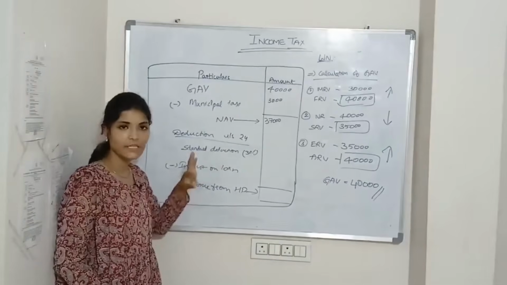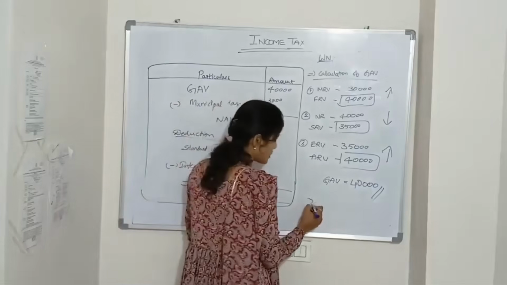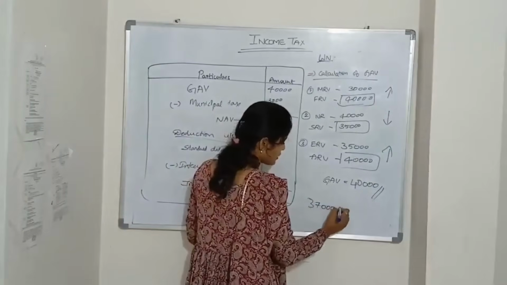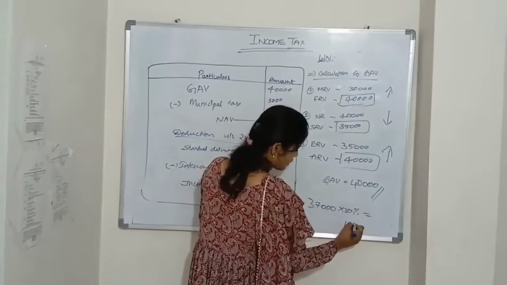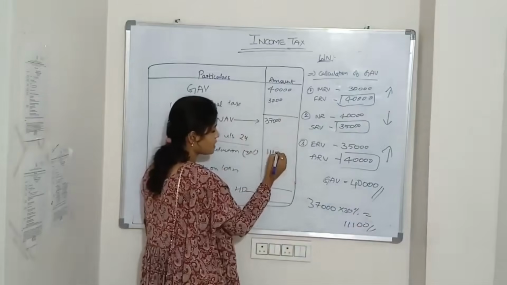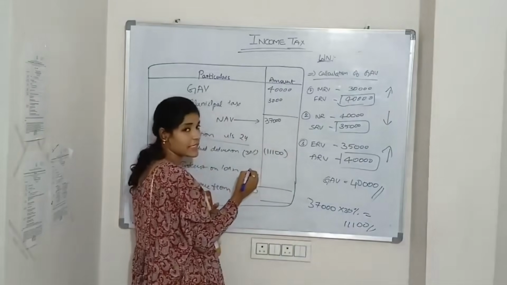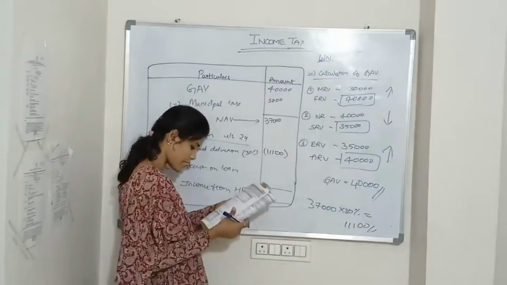Standard deduction is by default 30% on NAV. If you take 37,000 into 30%, you will get 11,100. That 11,100 you need to write here. I am writing it in brackets, which means minus. And interest on loan, how much have they given?